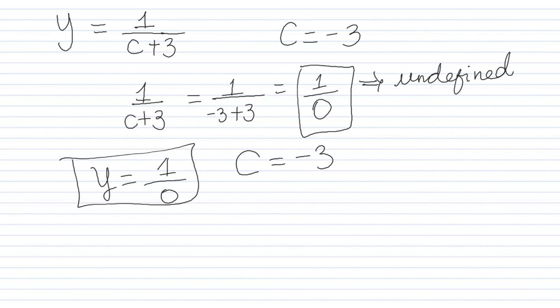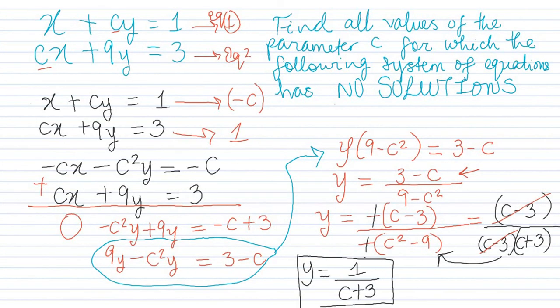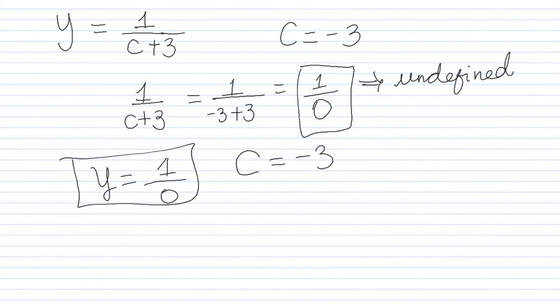So the answer to this question, find all the values of the parameter c for which the following system of equations has no solution, is that the parameter c has no solution whenever c equals negative 3. So that is the answer to this question.